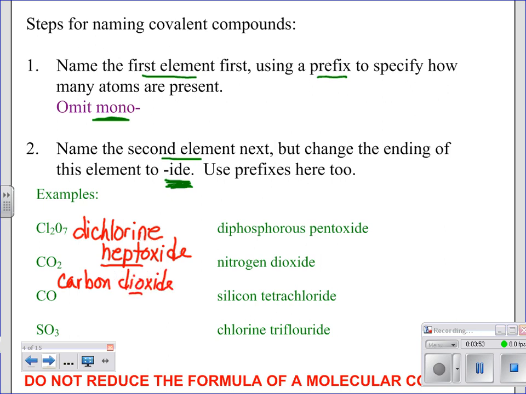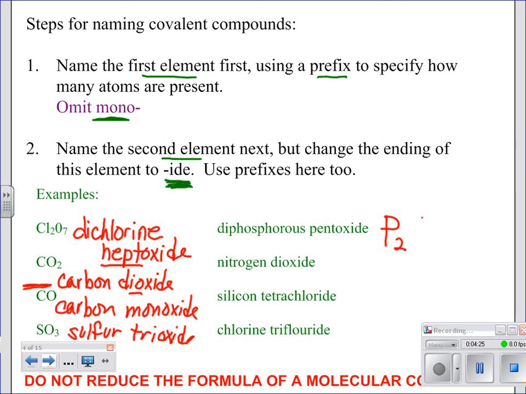Okay, next one you guys all know is carbon dioxide. Yes, I have 2 vowels back to back, but this is just one syllable, so you just keep that dioxide. And notice this is a case where we omitted mono because it's that first element. We did not say monocarbon. Okay, next one is carbon monoxide, not monooxide, just monoxide. And then sulfur trioxide. Easy, easy.